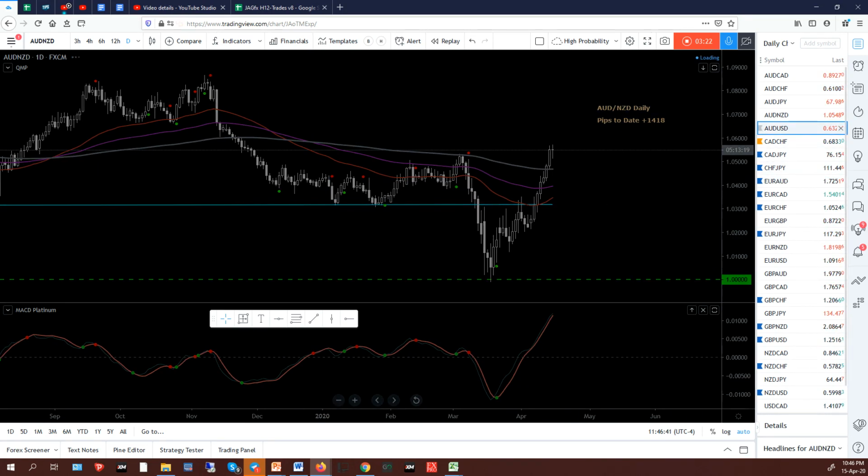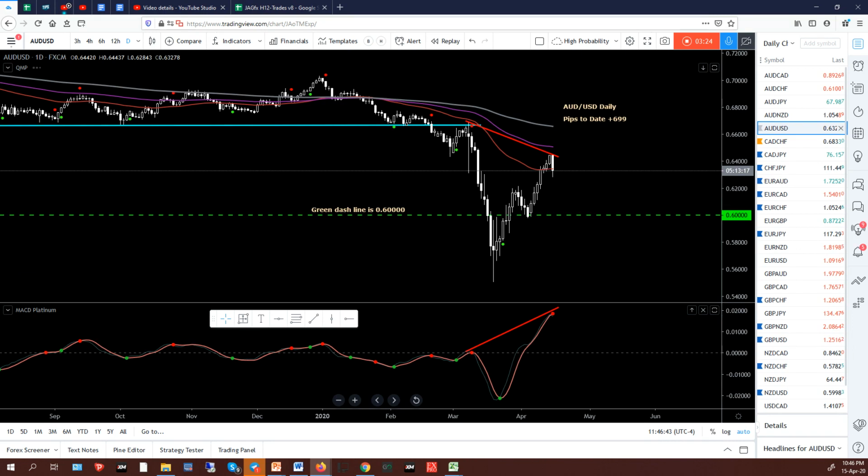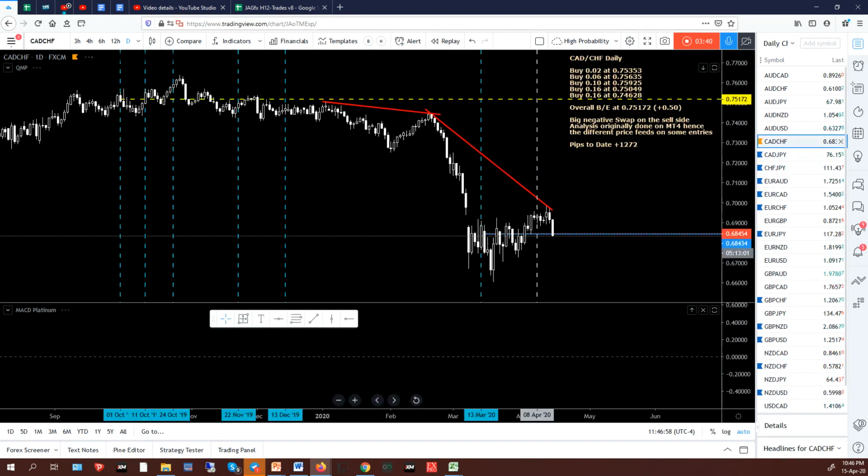No trades on. Aus-USD, same deal. No trades on. Possibly lining up for one shortly. Again, trend lines are in place. The green line is the number 60. It's a big number on the Aussie dollar, 60 cents. All right, let's get to somewhere where there are trades on.